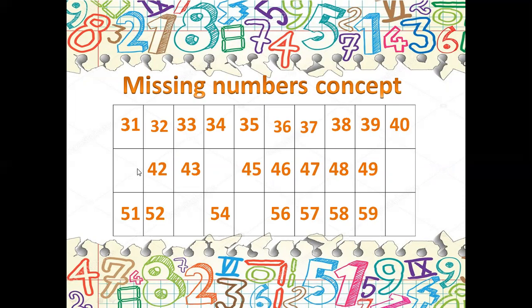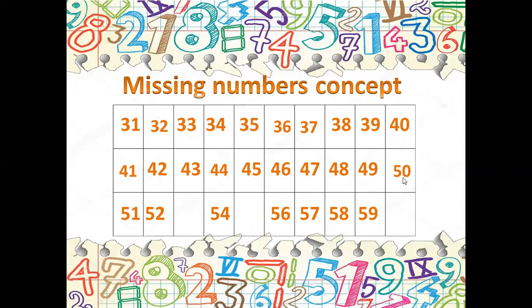40. After 40, what will come? 41. 41 is called 41. 42, 43. And after 43, what will come? 44. Well done. Double 4 is called 44. After 44, 45, 46, 47, 48, 49. And after 49, what will come?